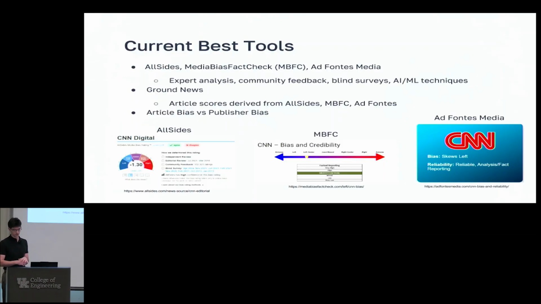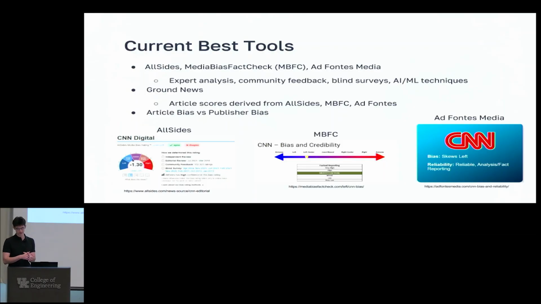So they assign all of these scores at the publisher level, and then Ground News is a separate organization. They act more like a news outlet, and they use these scores from All Sides, Media Bias Fact Check, and Ad Fontes to kind of pull in articles and use those scores to say this is a left-leaning article and say how people from each side, I guess, are reporting on things.